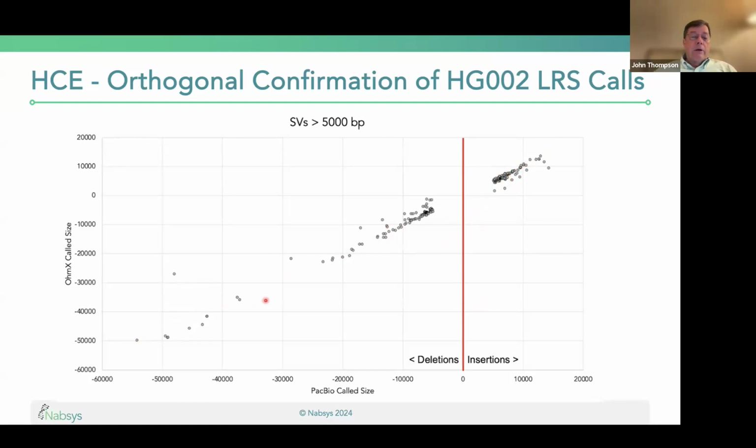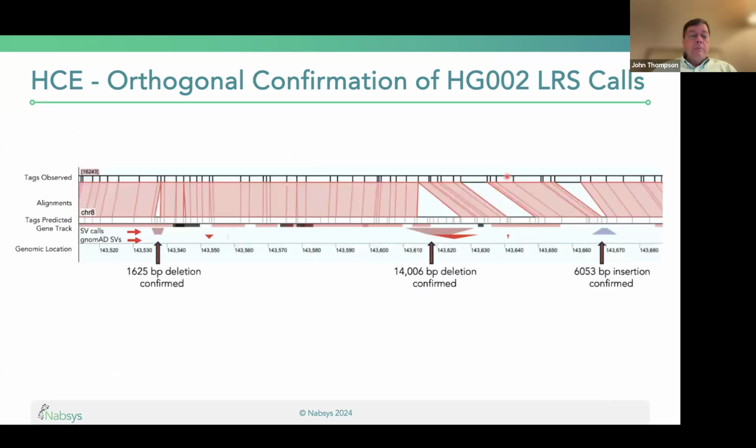There are occasionally outliers, and there's always a reason for the outlier. It can be difficulty in putting things in the right context because of repetitive sequences, where sometimes insertions or deletions can be called multiple different ways, and you see that in this pattern. And again, for the most part, they line up very well.